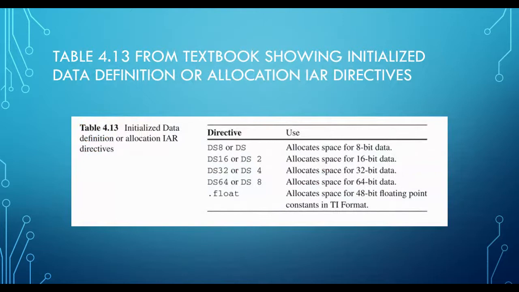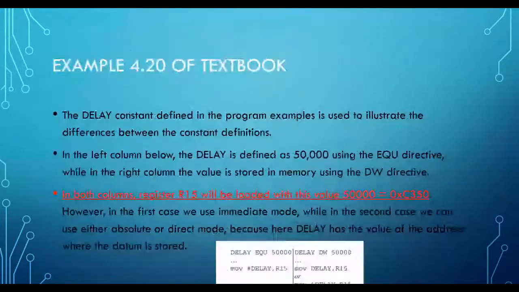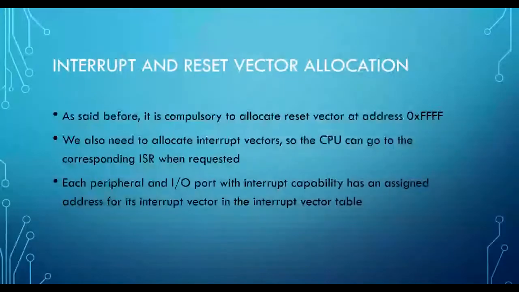It's very similar to this concept, where you have a label, and then you have the type, the size, and then the value associated to it. As I said before, it's compulsory to allocate the reset vector. You also need to allocate interrupt vectors for the CPU to correspond to. If you don't allocate them, these interrupts will not work.